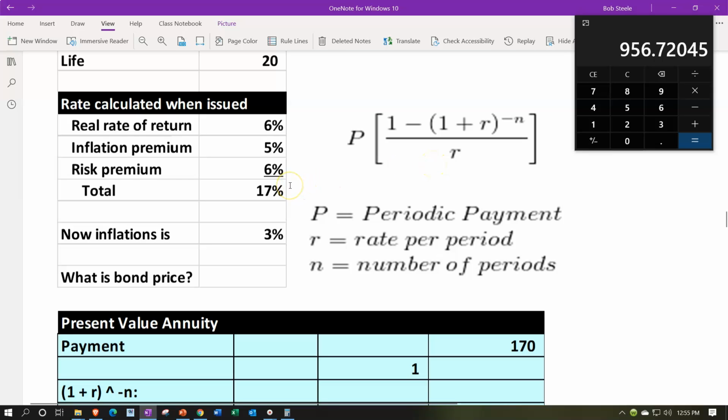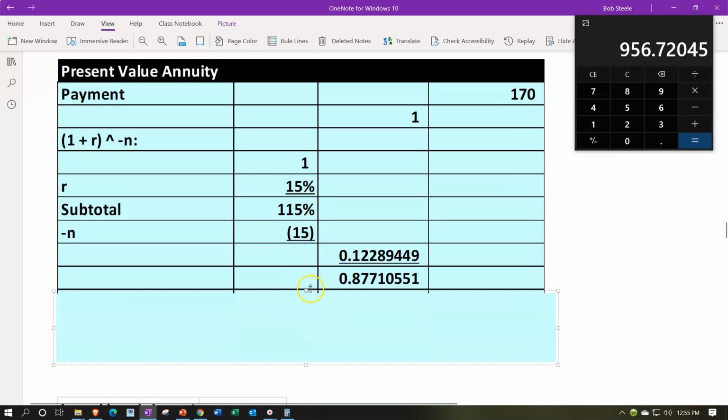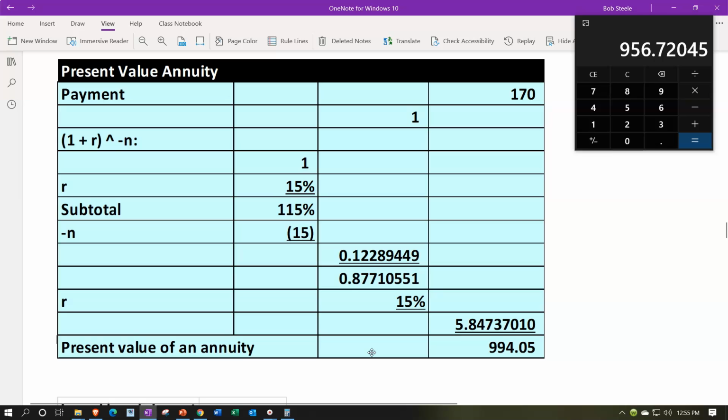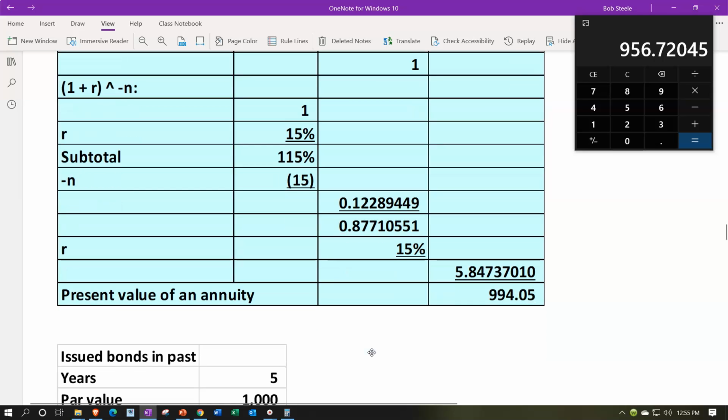which is no longer 17, but changed to 15. So that's the 15% again. The numerator over the denominator gives us 5.8473710, and then 170 times that number gives us 994.05. That is the present value of the annuity portion.